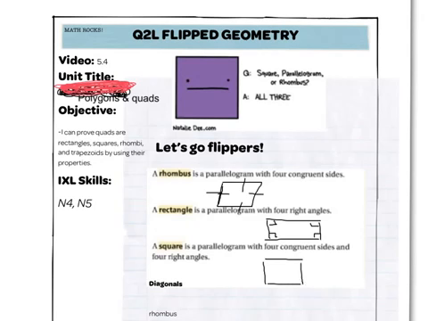Okay? And a square. A square is going to be a parallelogram with 4 congruent sides and 4 right angles. So if you're thinking, well, a square is pretty cool because it has both the features of a rhombus and a rectangle, then you are right. It actually does. So just make sure you're marking it correctly.